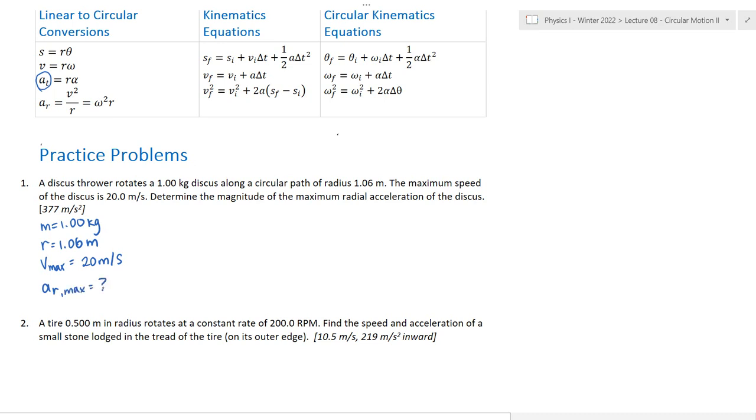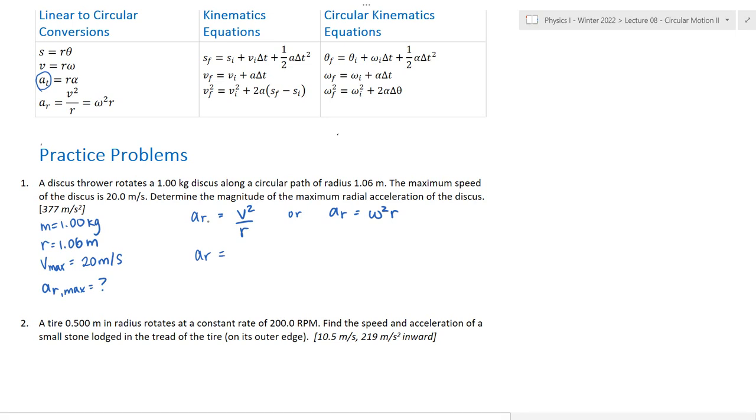Okay, so we have to think about what equation we can use to find radial acceleration. Well, remember we have two equations for radial acceleration: A_R equals V squared over R, or A_R equals omega squared R. Depending on what you're given in the question, which equation should we use here? Well, we know V, we don't know omega, so we're going to use the first equation, A_R equals V squared over R. We're looking for the maximum radial acceleration, which means we need to use the maximum velocity, the maximum speed. So I'm going to use this 20 meters per second.